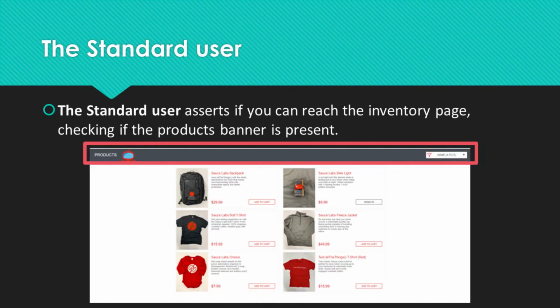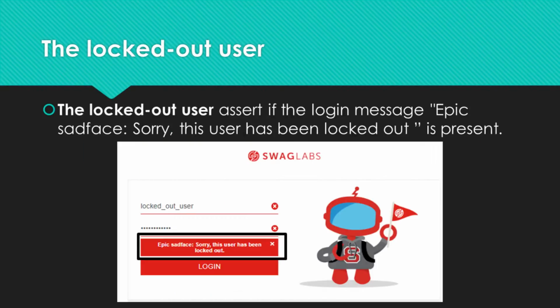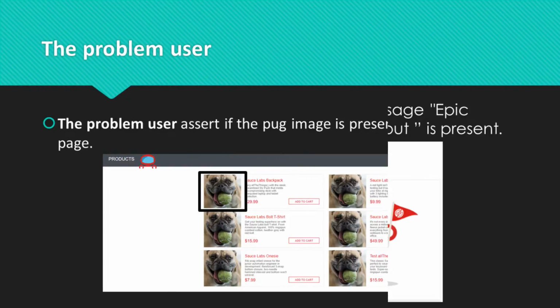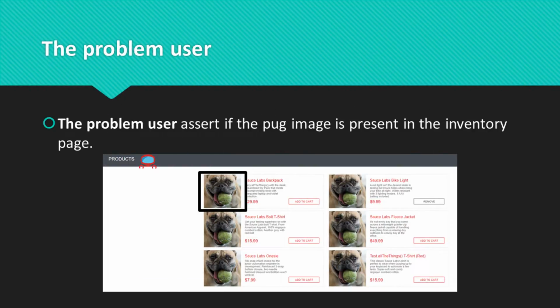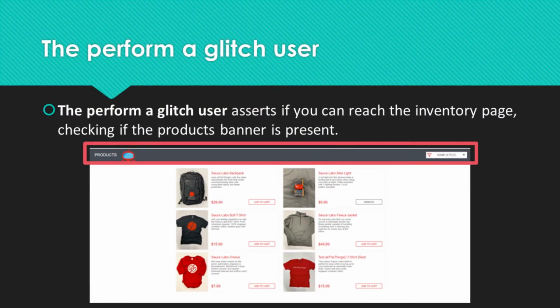The standard user asserts if you can reach the inventory page, checking if the product's banner is present. The locked out user asserts if the login message is present. The problem user asserts if the book image is present in the inventory page, and the performance glitch user asserts if you can reach the inventory page, checking if the product banner is present.